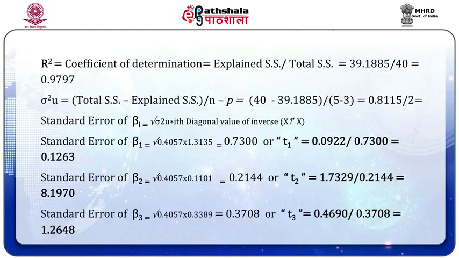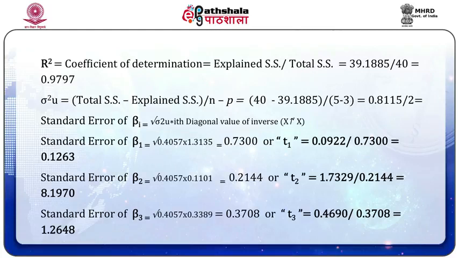Standard error of beta 2 is equal to under root 0.4057 into 0.1101, which is equal to 0.2144. Or T2 is equal to 1.7329 upon 0.2144, which is equal to 8.1970.